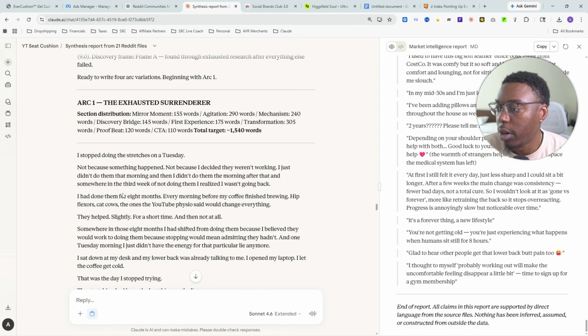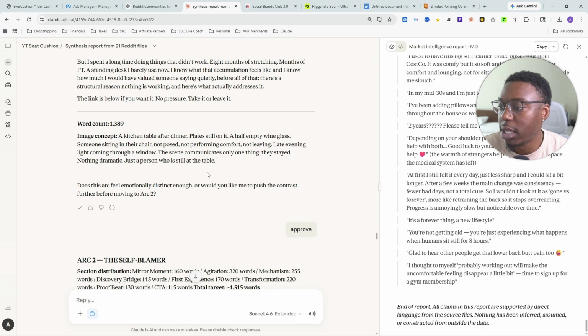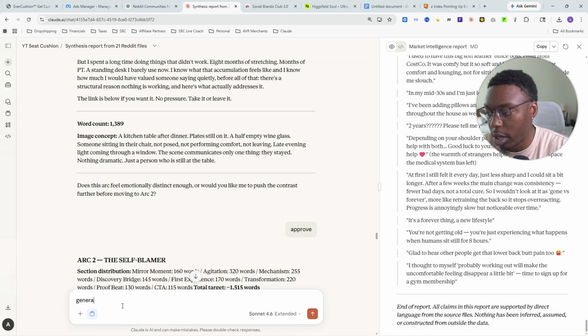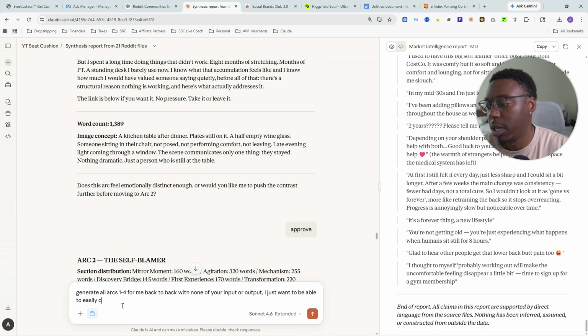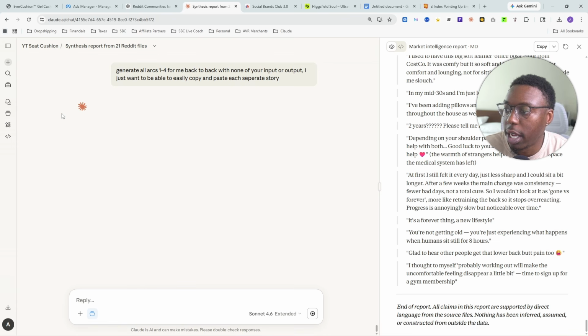And then while that's going, we're going to go to arc 1, which is the second story. And we're going to copy that. So when we copy, it's going to also copy all this other nonsense as well. You could ask Claude and simply say, generate all arcs 1 to 4 for me back to back with none of your input or output. I just want to be able to easily copy and paste each separate corporate story. So you could do that. And then Claude will now start to go back in and just generate all the story without all the nonsense. But I don't want to sit around and wait for that.